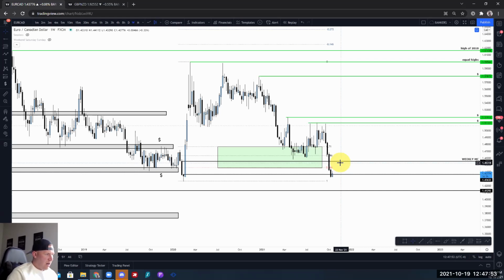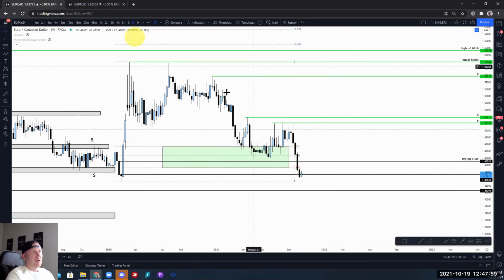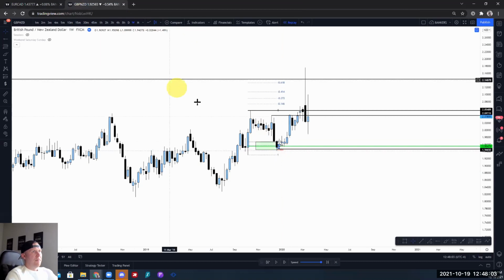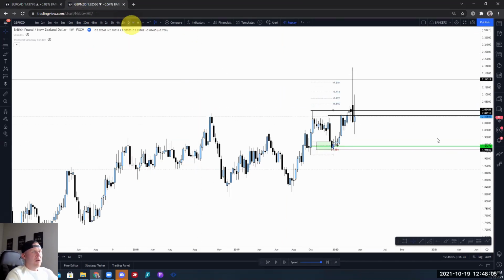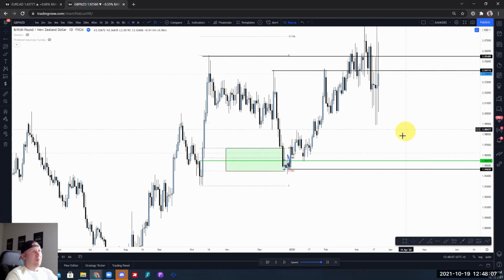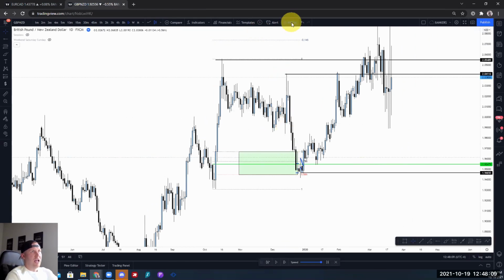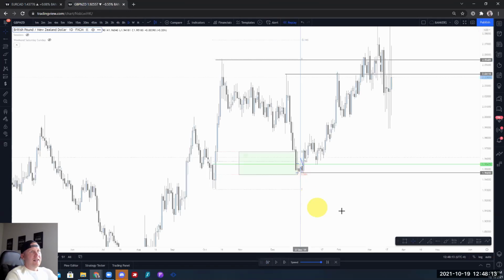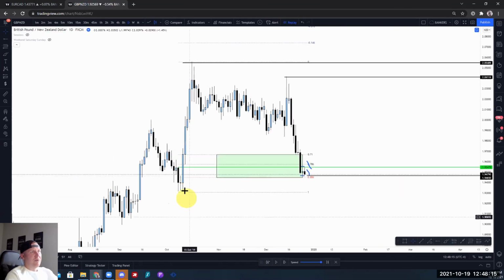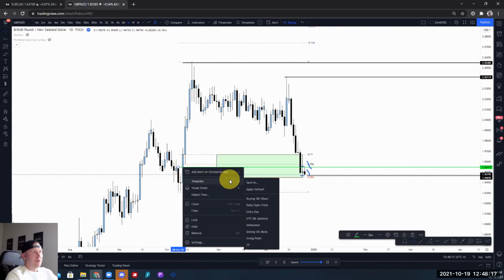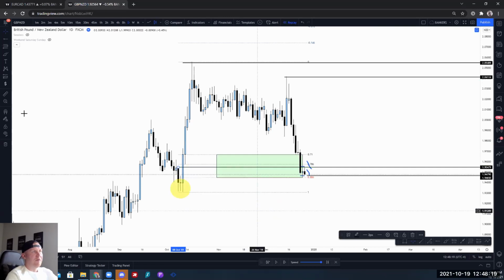Okay, so the new pattern, we are waiting for a pullback. Well, I mean, it can be a number of things. Just like when you look at the Great Britain, New Zealand, right? This is exactly what we want to look at. You can see this one came deep into the kill zone, right? And it's the same thing. We're not just entering off of this weekly candle here or just picking a random fib, right?